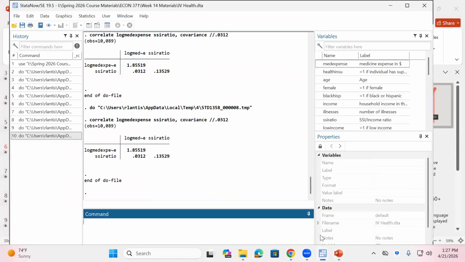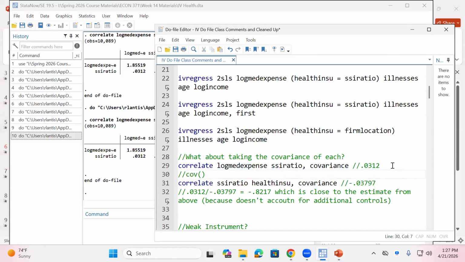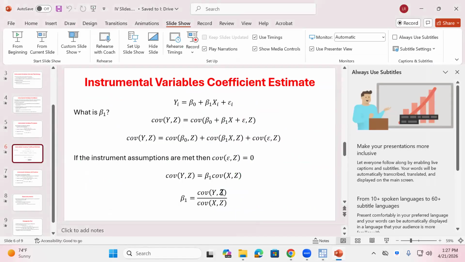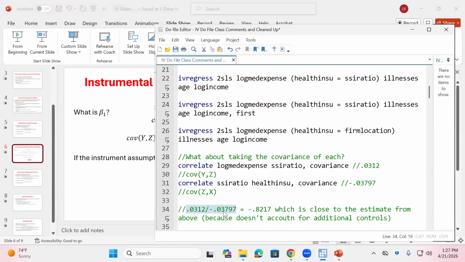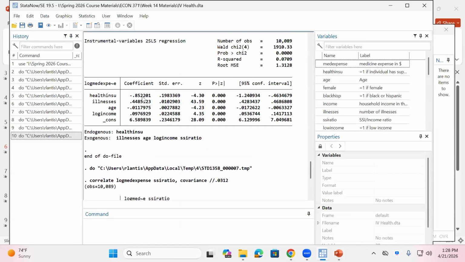Well, what did we just find? Our Y variable is medical expenses. Our instrument was this ratio. Z was our instrument. Health insurance was our X variable. I have the covariance of Y and Z and the covariance of Z and X. If I just plug those in, I should get the same coefficient estimate, which, if I take this ratio and put it into a calculator, you get negative 0.82. I should see the same estimate as I found from that second stage regression.